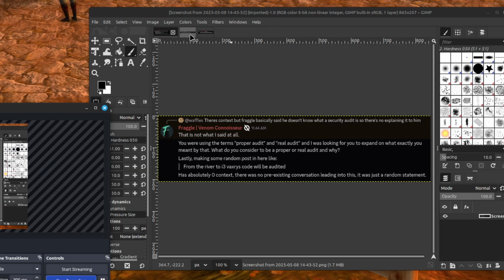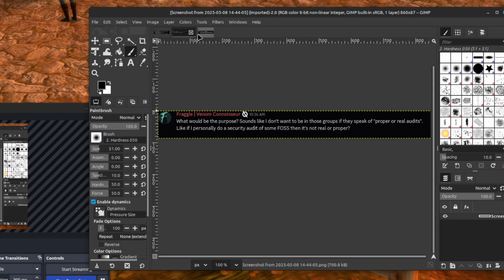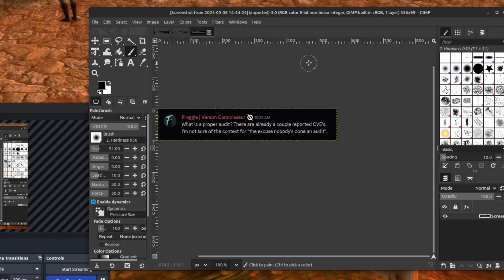And his other comment was, what is a proper audit? There are already a couple of reported CVEs. Now, a CVE does not mean you have audited the program at all. I can report a CVE for anything I want right now. I could have an AI do it for me if I wanted to, and you shouldn't, obviously, you should be looking at your own reports. But a CVE does not mean that somebody has analyzed all of the code.